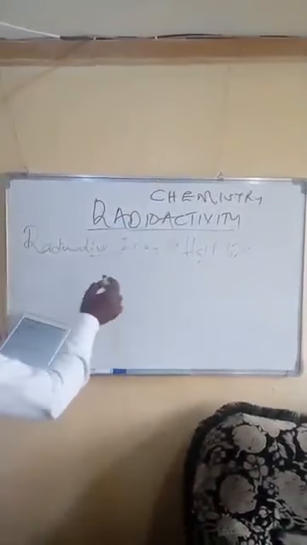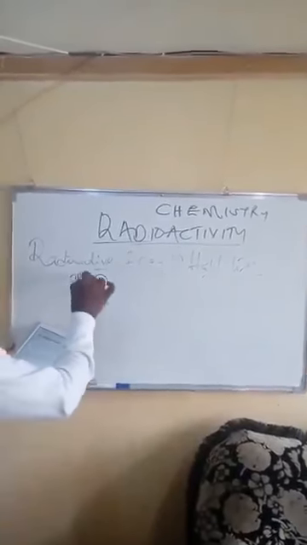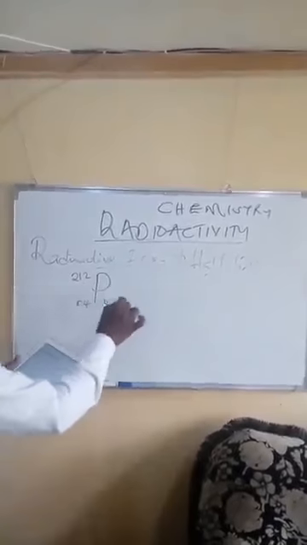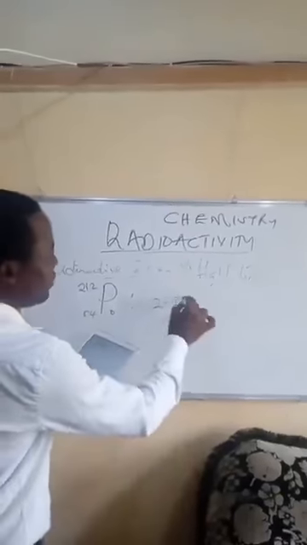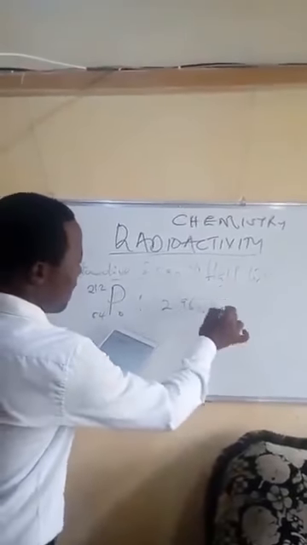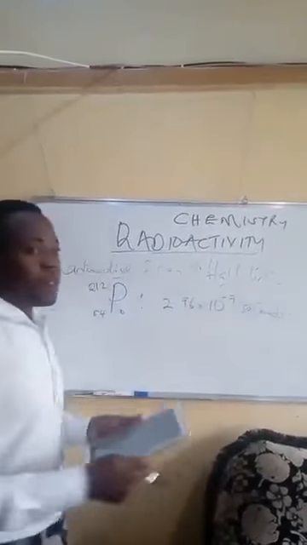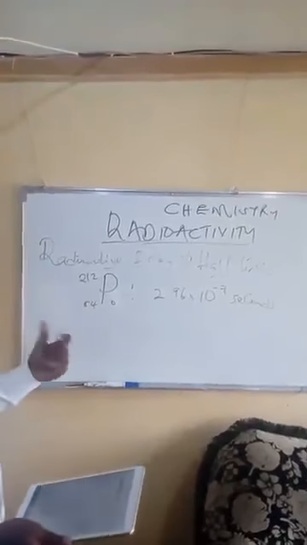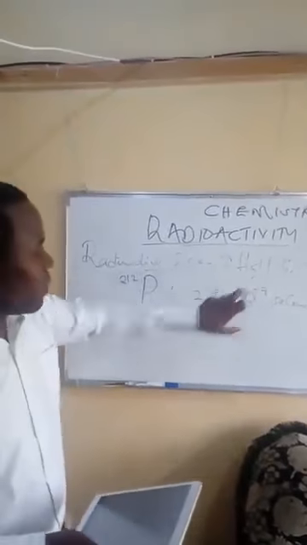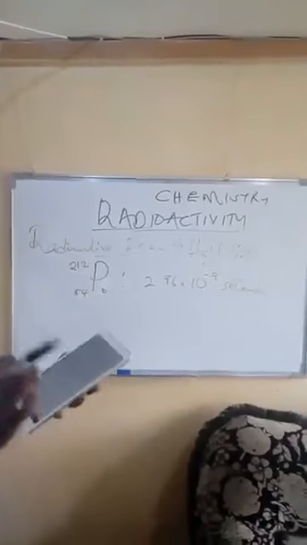So I could give examples. For example, this one called Po-212. It has a half-life of these many seconds. So that if you had 10 grams of it, after this time, we're going to have half that mass. So that is a very short half-life.